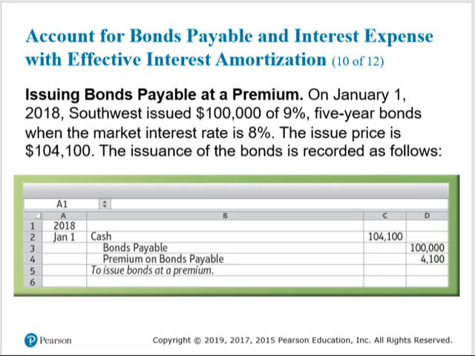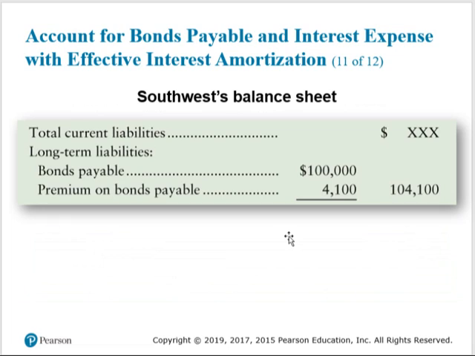The journal entry is a debit to cash, a credit to bonds payable, and a credit to premium on bonds payable. From here, it's pretty much the opposite of the discount. Instead of the bond working up to the maturity value, we're working it down. On the balance sheet, you can see the bonds payable listed at the maturity value and the premium at the current amount for a total of the actual selling price of the bond.